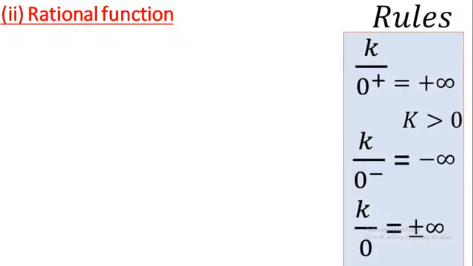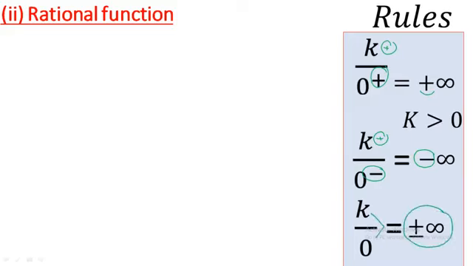Let's continue. Also, we will remember the following rule: any positive number over 0 plus, we will get plus infinity, and a positive number over 0 minus, we will get minus infinity, and in general any number over 0, the answer will be plus or minus infinity.